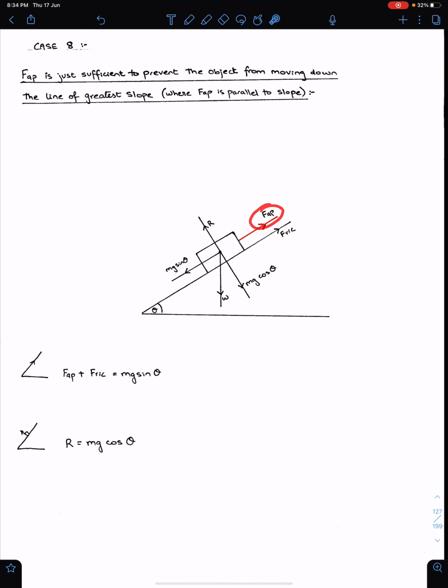This is the applied force, and the frictional force is here. So the sum of these two is equal to mg sin theta, because the object is in equilibrium. And you all know R is mg cos theta, because there is no motion perpendicular to the slope.